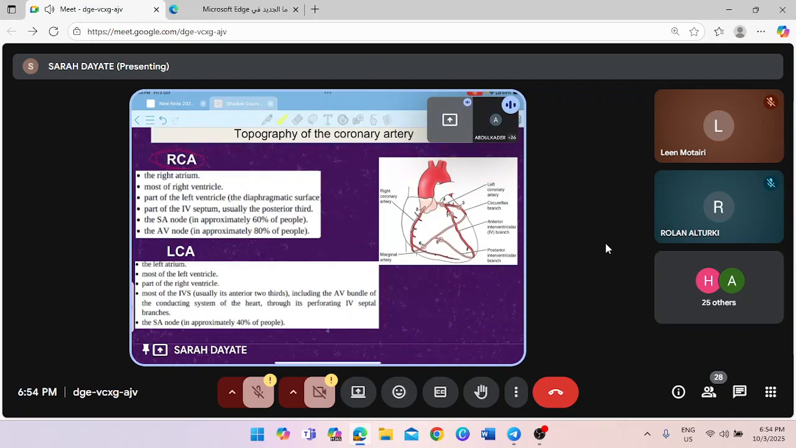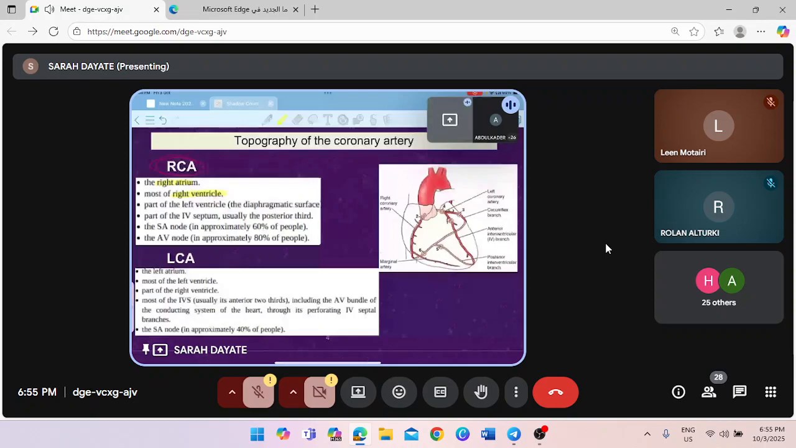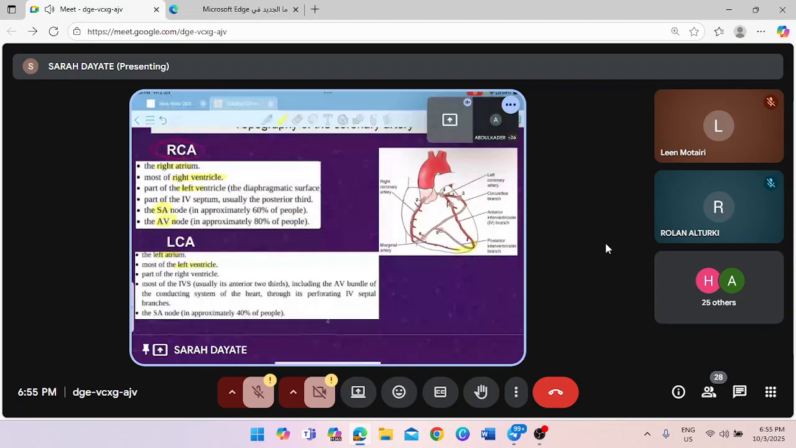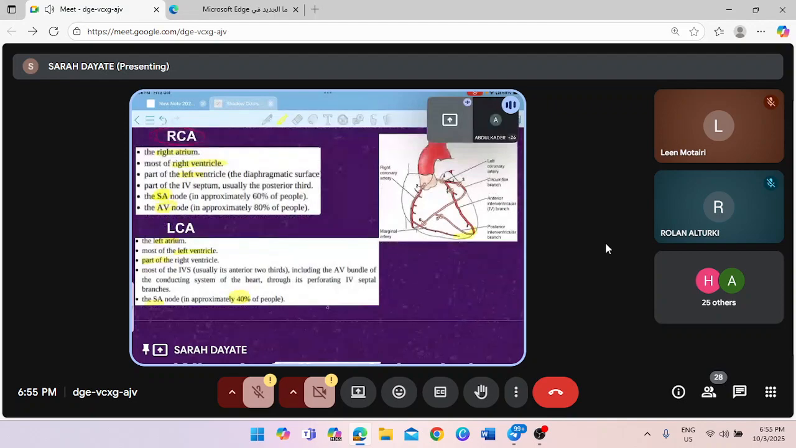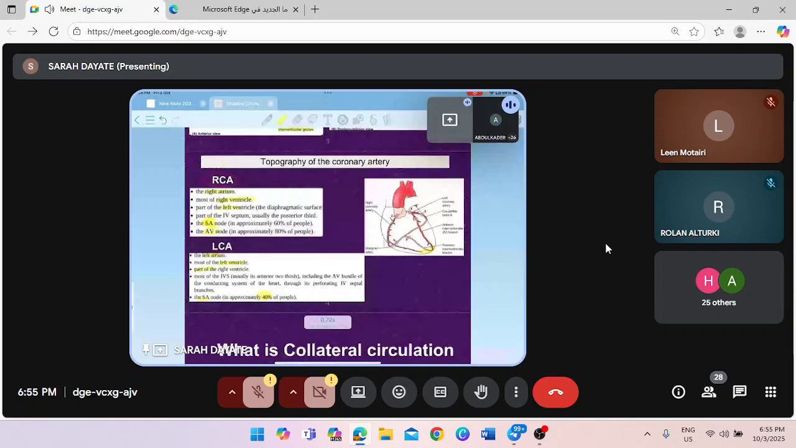So the right coronary artery will supply the right atrium here, and most of the right ventricle as well, part of the left ventricle which is below in the diaphragmatic surface, part of the septum, usually the posterior third, and we have the SA node and the AV node. And the left coronary artery supplies the left atrium, most of the left ventricle, part of the right ventricle, the AV bundle as well, the interventricular septum as well, and the SA node only in 40%. So mostly the SA node is supplied by the right coronary artery.